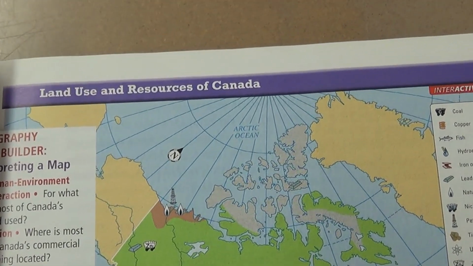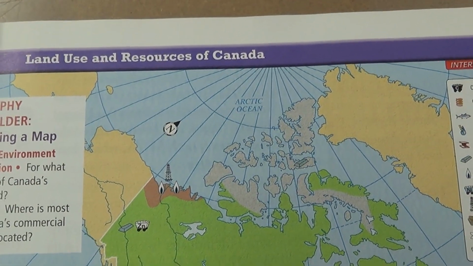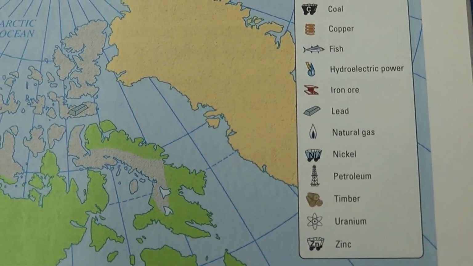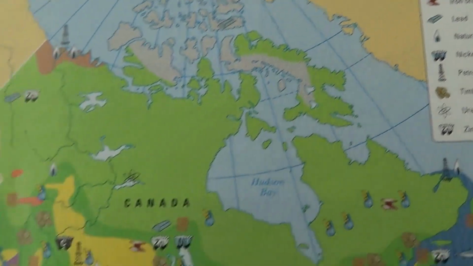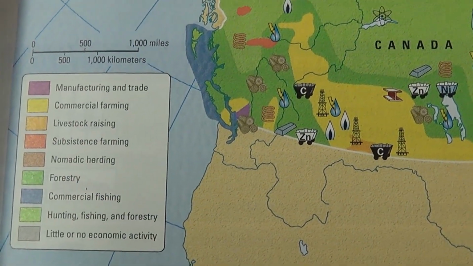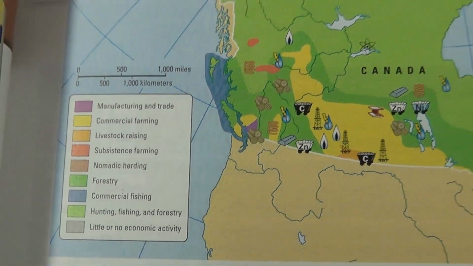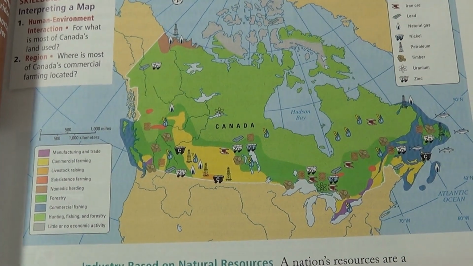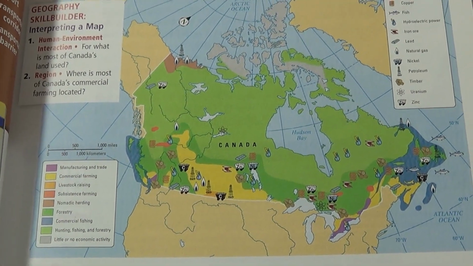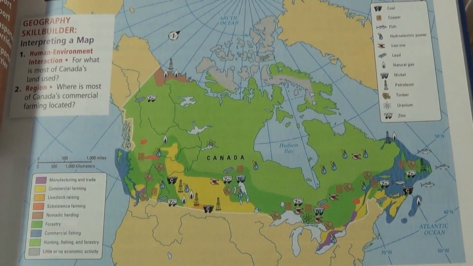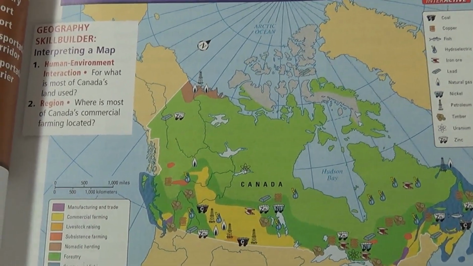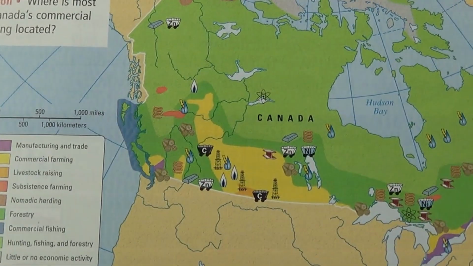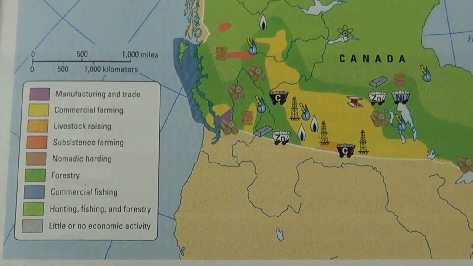So to do that, you read the title first. Land Use and Resources of Canada. Then there's actually two legends to read over. Once you've read both legends completely, you match the colors and symbols on the map with the colors and symbols on the legend. Then you see what pops up the most. And what I see the most is this green color. It's everywhere. And it stands for hunting, fishing, and forestry.